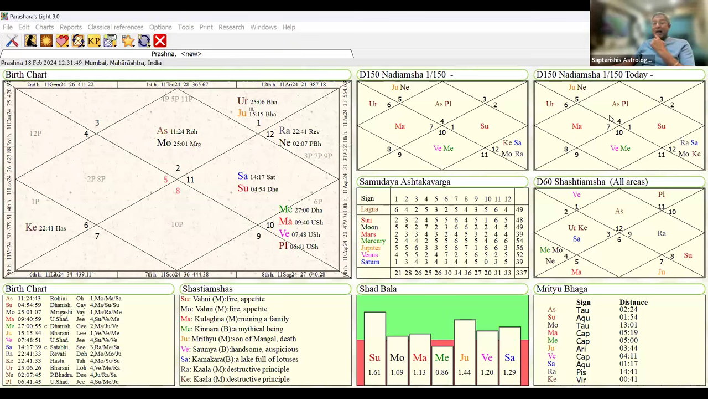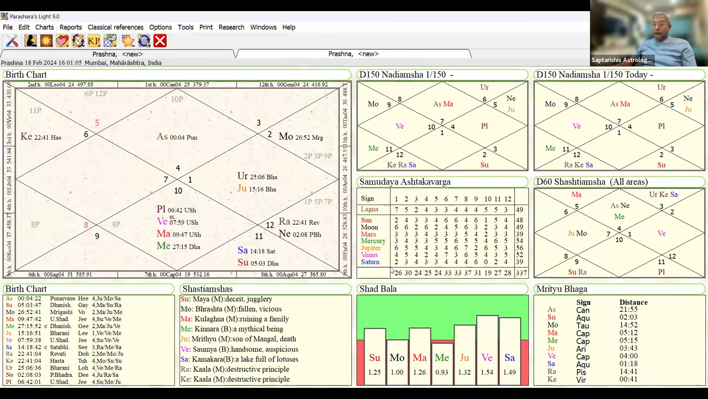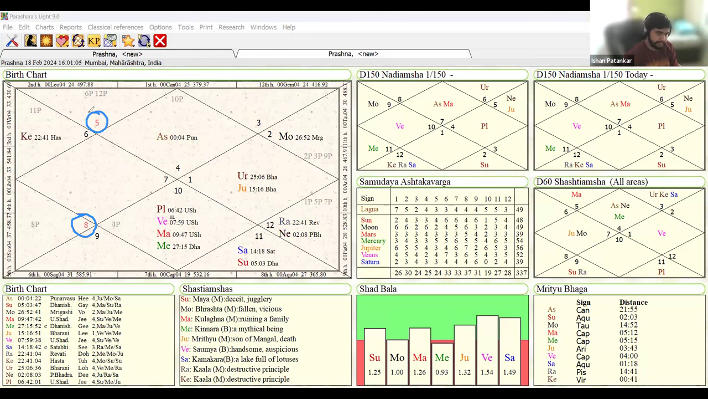Now, see in Parashara Light, do you see these two signs which are red colored? Yes, sir. Yes. Okay. So these two signs, as of today, this moment, this Tithi, are burnt. So the significations of that sign coming out will be difficult.